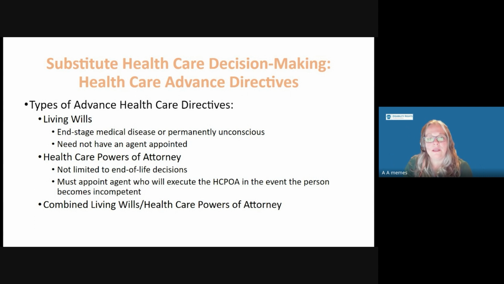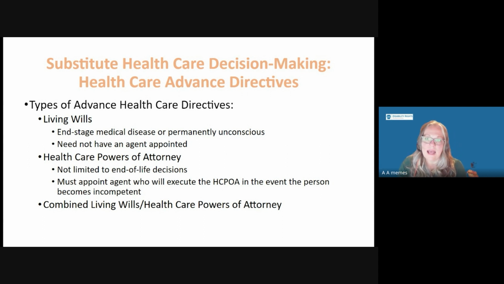Often they're in two different forms. Living wills generally are used for end stage, like if you have a medical disease or you're unconscious and it's the end of life, that would be a living will, which would set out ahead of time instructions that you want to have carried out on your behalf. The second form is a healthcare power of attorney, and that's probably one that more people are familiar with. That's not for end of life decisions. That's just for any kind of healthcare decision.